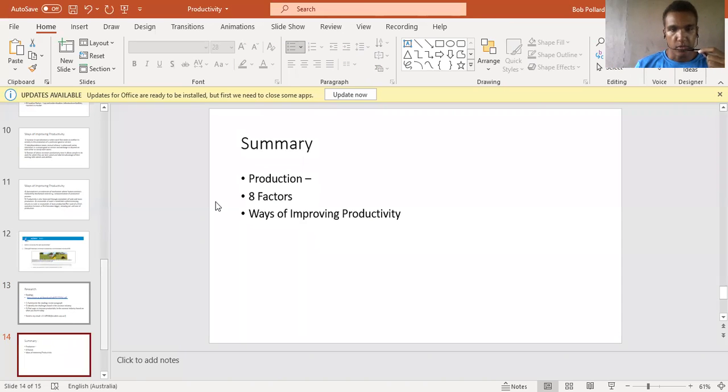So yeah, in summary, productivity is basically total output divided by the total input. All the resources and all the factors that lead to creating a product. I remember the 8 factors, the 8 of them. The last one, ways of improving productivity. So hopefully you understand what productivity is and you can find ways of improving productivity.